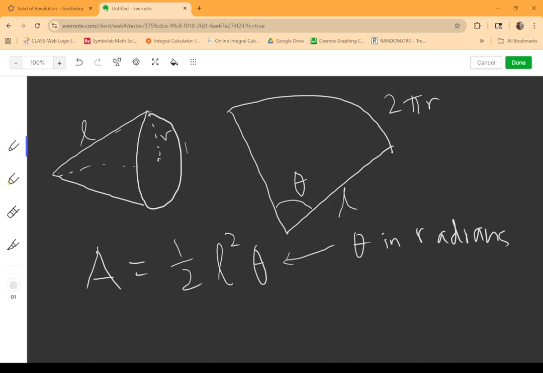All right. Now, the quantity theta in my calculations, I really don't need. I don't want it. I don't really want the theta. I want it to be in terms of L and R, if possible.